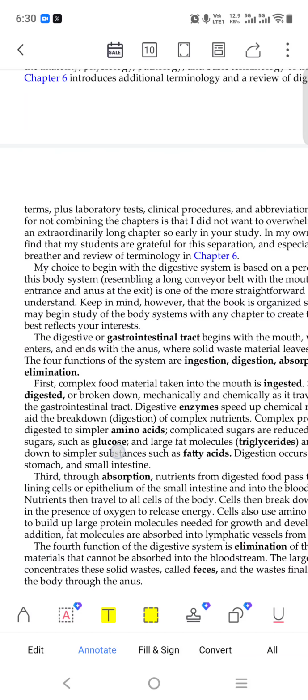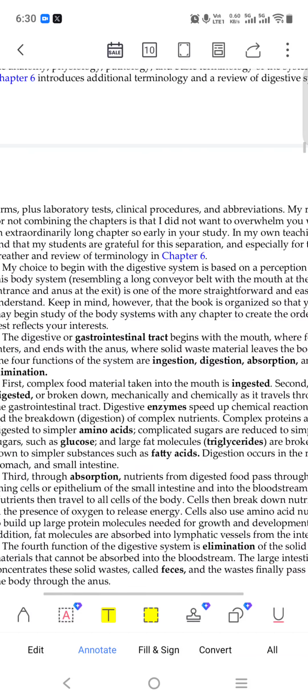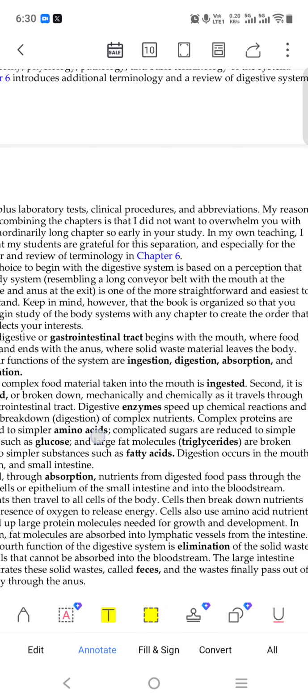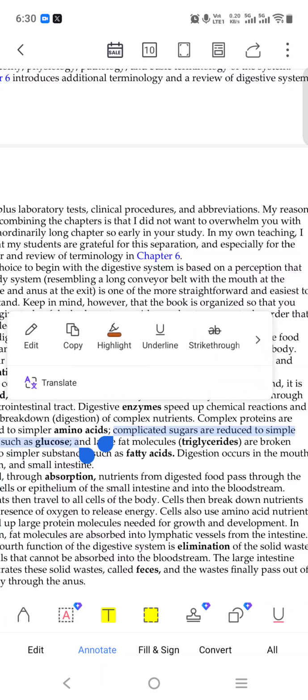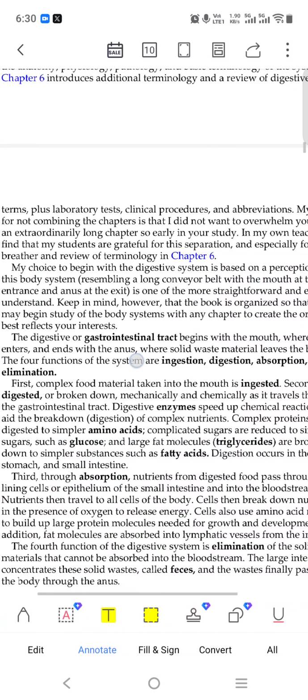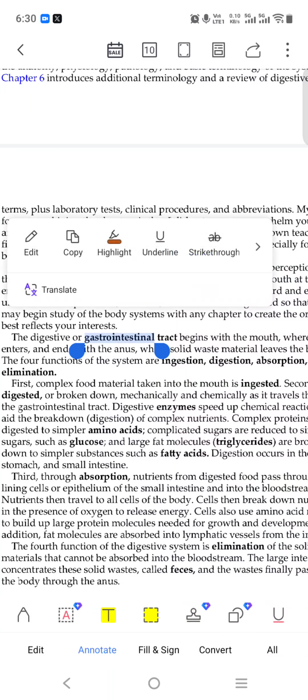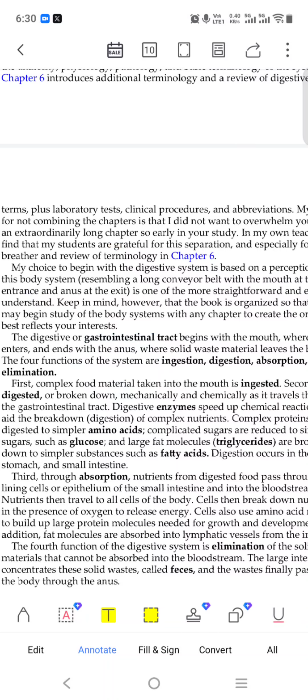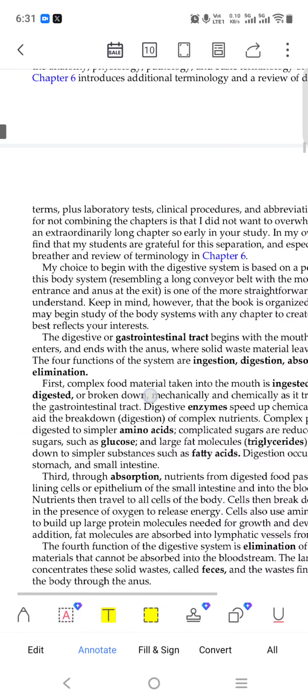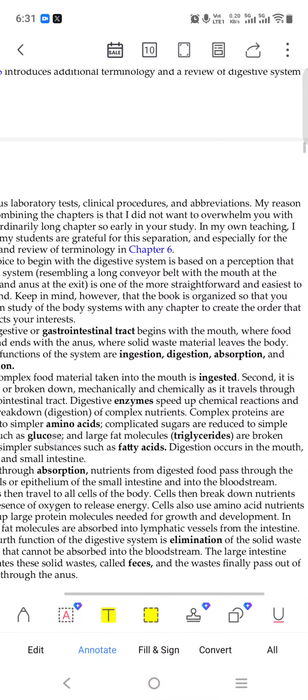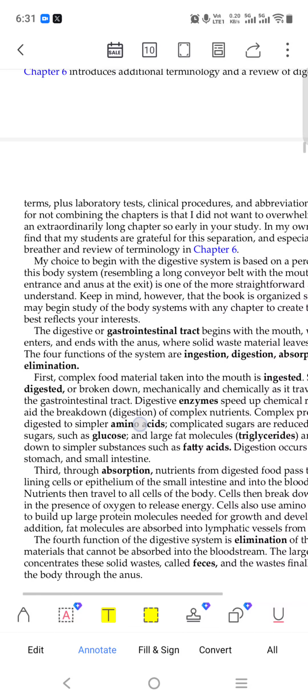The gastrointestinal tract begins with the mouth. Gastrointestinal means our stomach and intestine, they both are included, so it is the gastrointestinal tract. It is the passage of our digestive system. After this the food enters and ends with the anus, where solid waste material leaves the body.